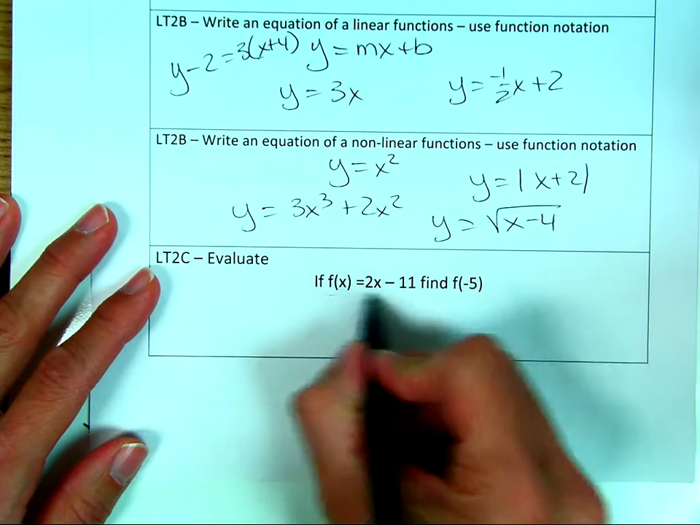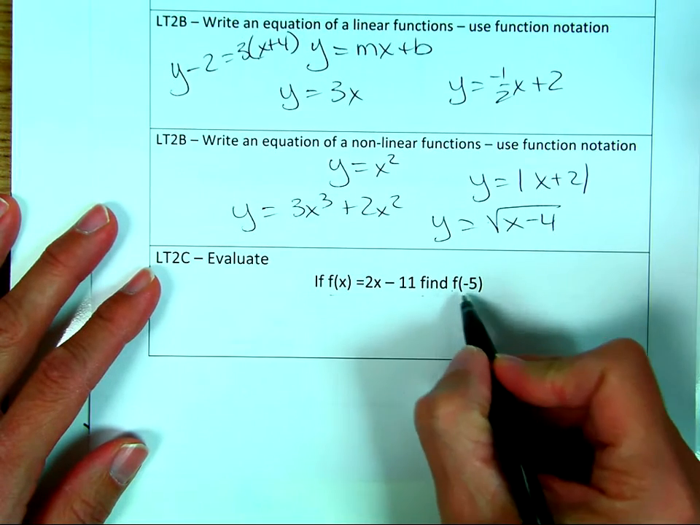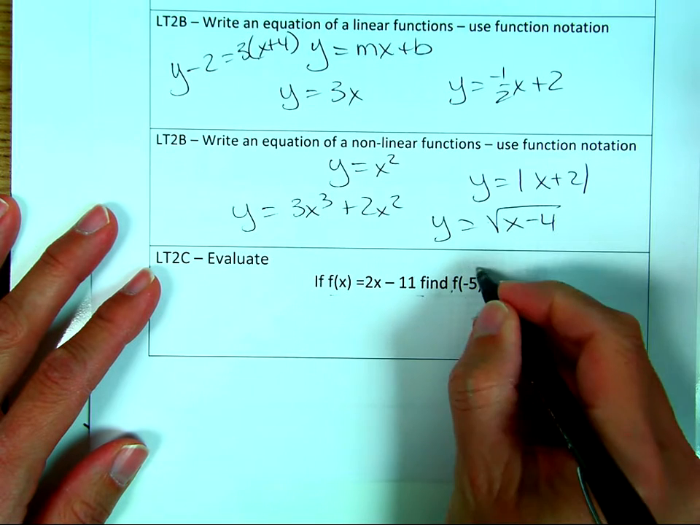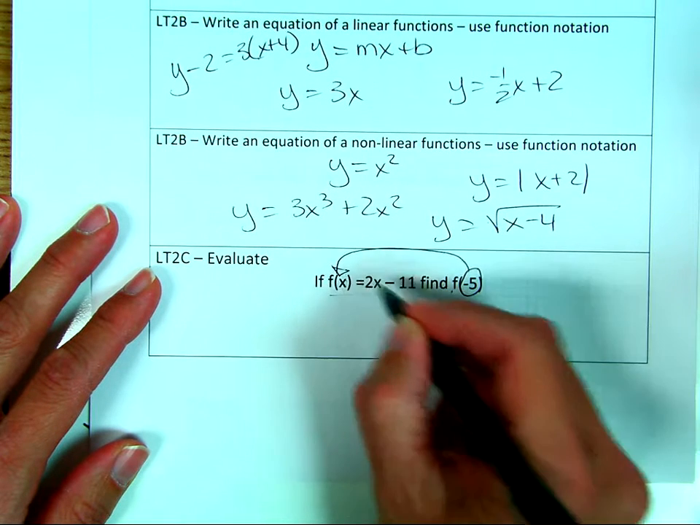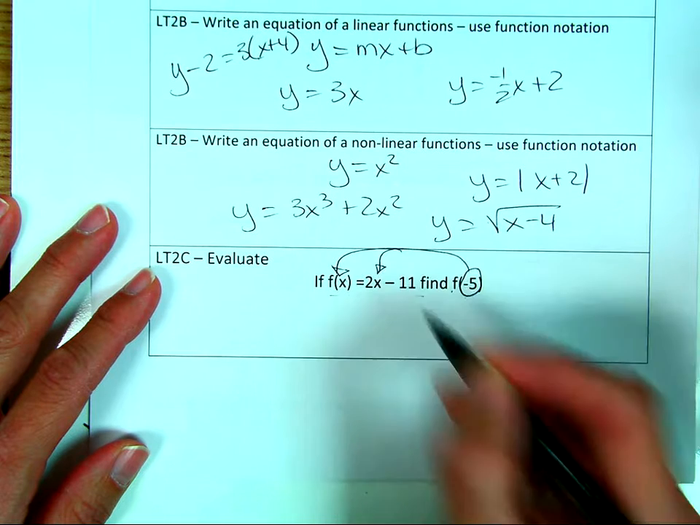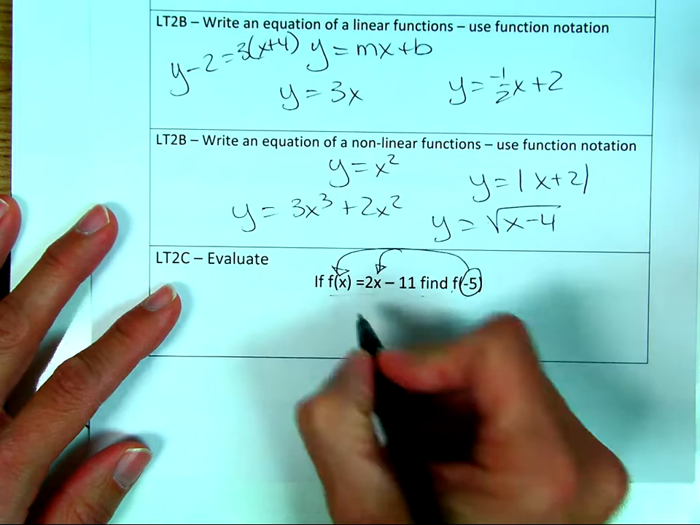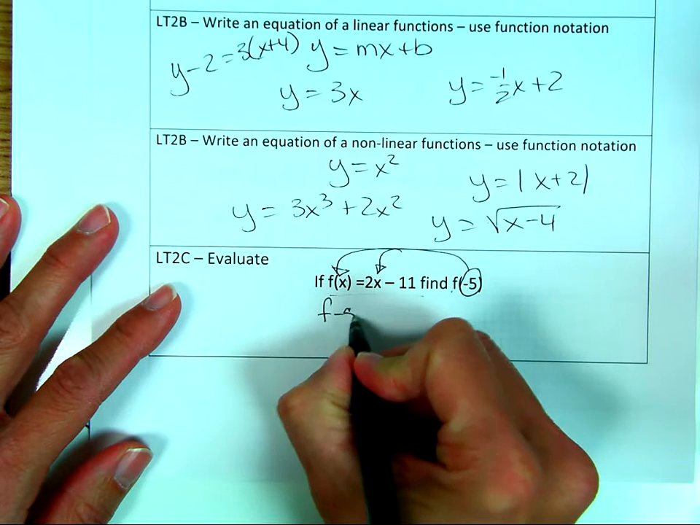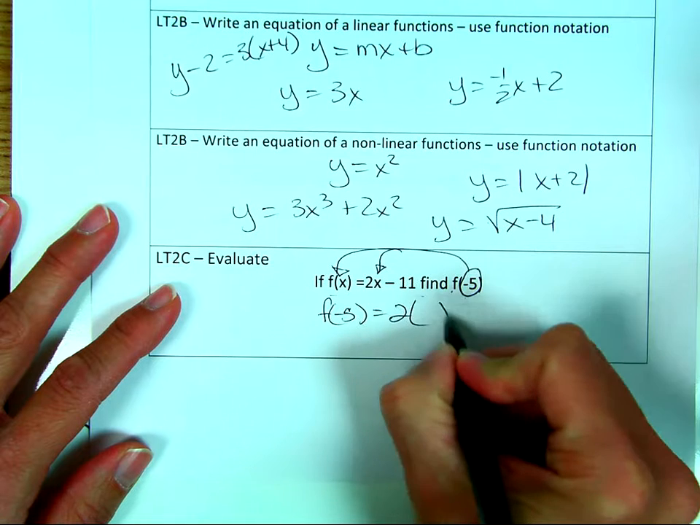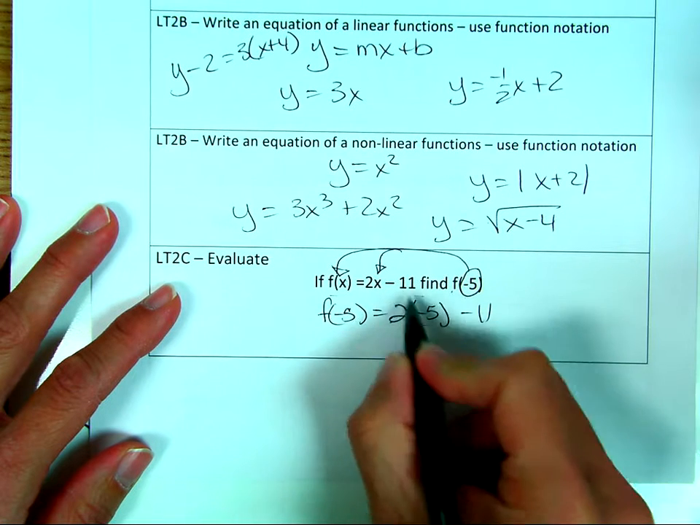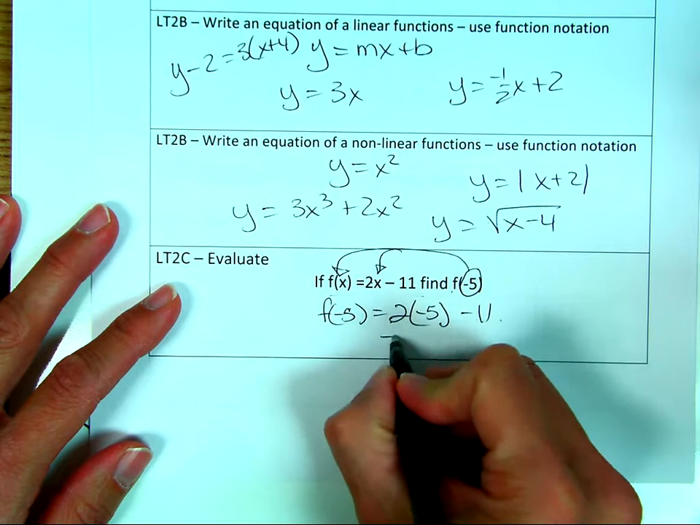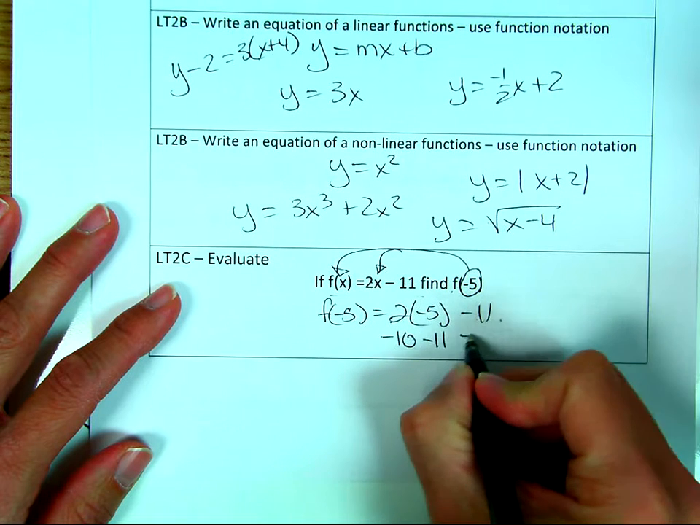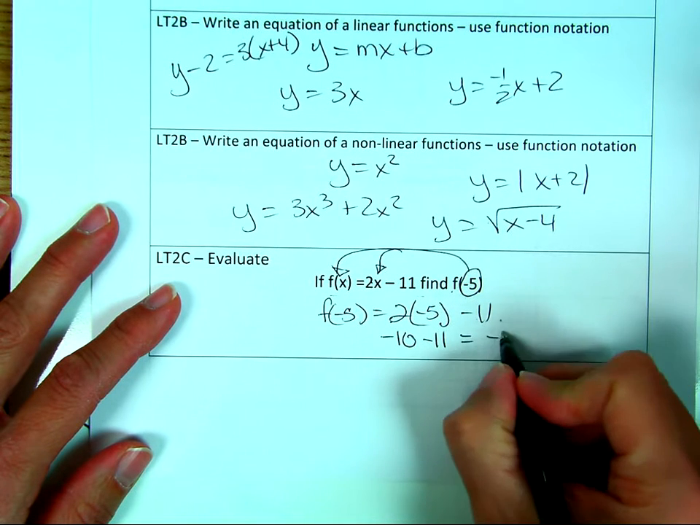Okay, on to evaluating. You're going to be given a function, and then you're asked to find f of -5. Well, that means you take that number, whatever you're finding f of, and you plug it in any time you see an x in that function. So f of negative 5 is going to be 2 times negative 5, because I take out the x and put in the negative 5, minus 11.